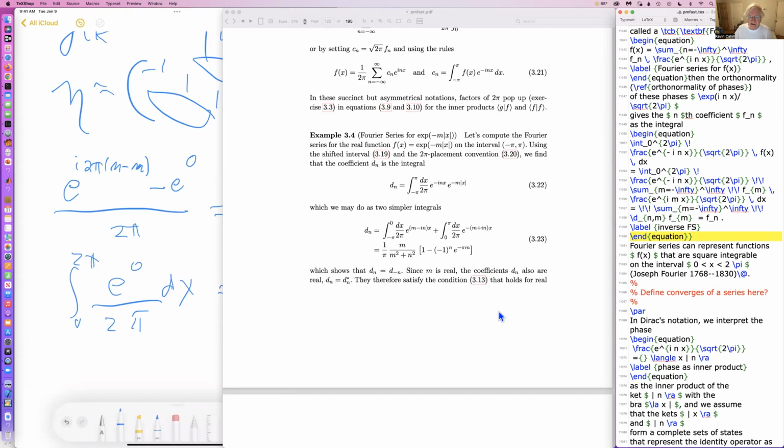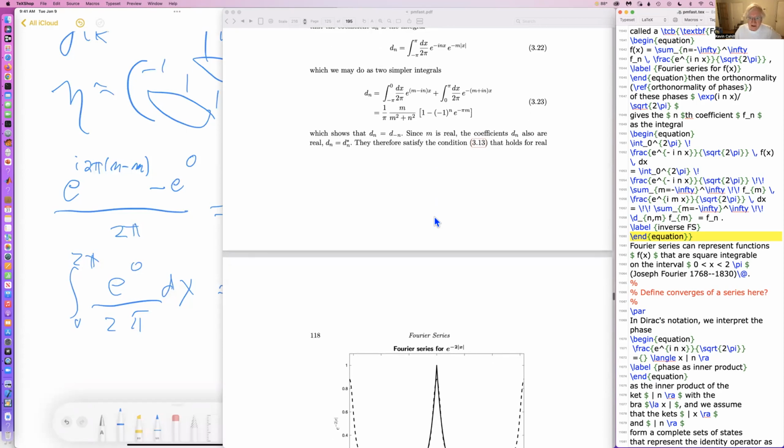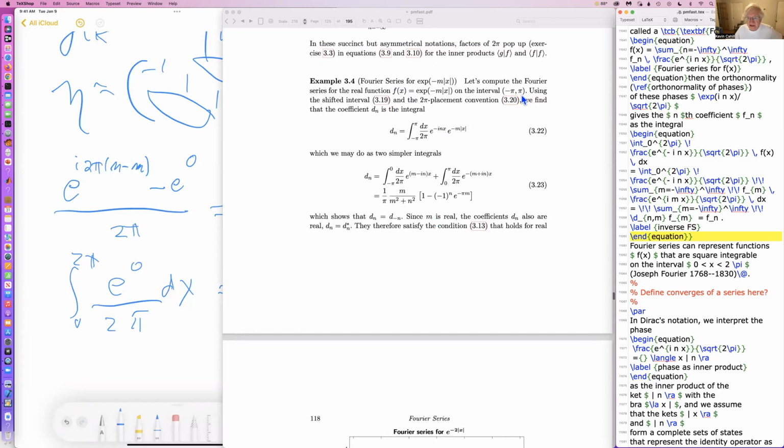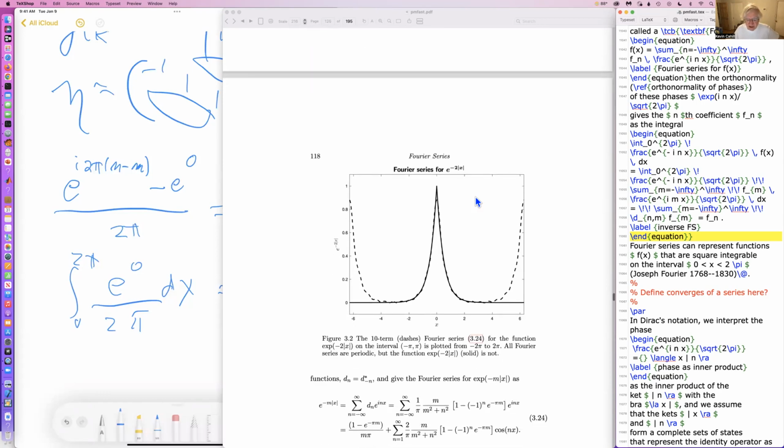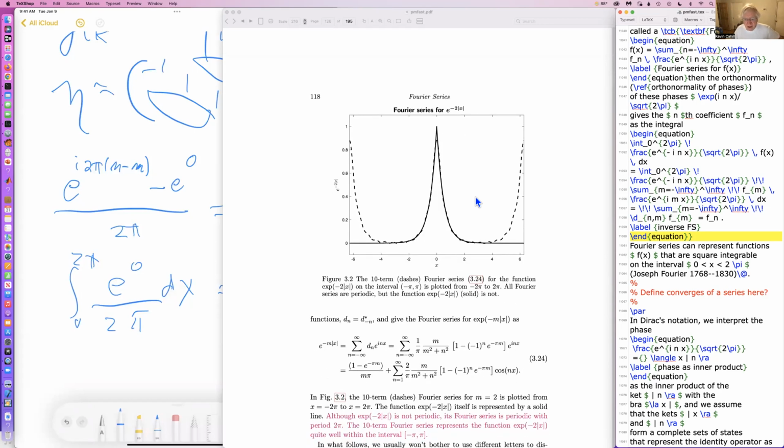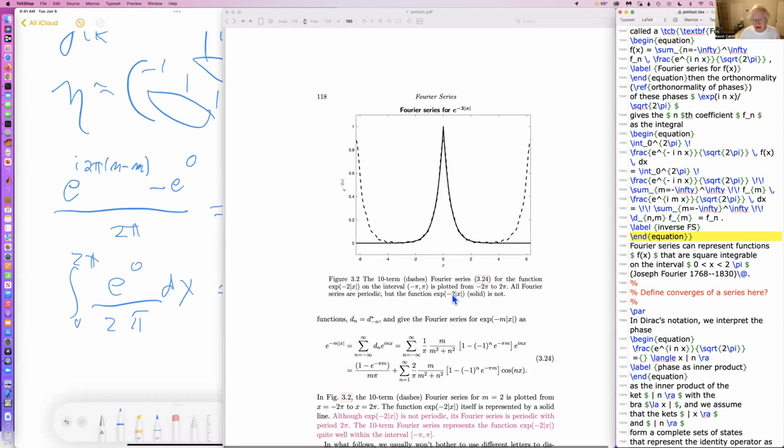Here is a kind of nice example, and it's the function e to the minus m times the absolute value of x, for positive m. What I did here was the function e to the minus 2 times the absolute value of x. So the function looks like this.